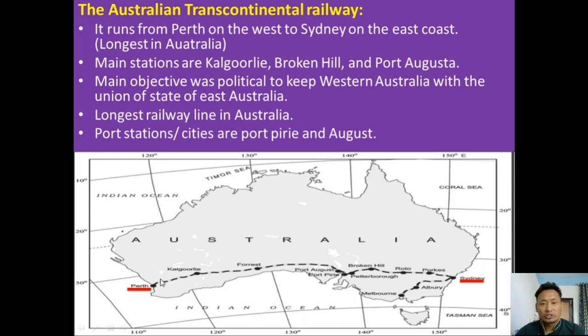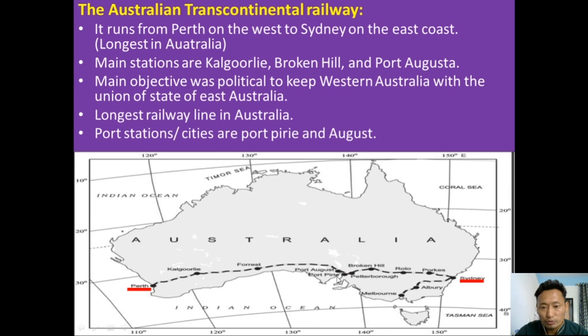Again, the main objective was political. This was constructed because of political reasons, in order to unify Western Australia with Eastern Australia. But nowadays, again, it is mostly used for economic reasons. So this is the longest railway line in Australia. This particular railway line connects two seaport cities, Port Pirie and Port Augusta. So these are the two seaports. These two seaports are connected by this railway line in Australia.